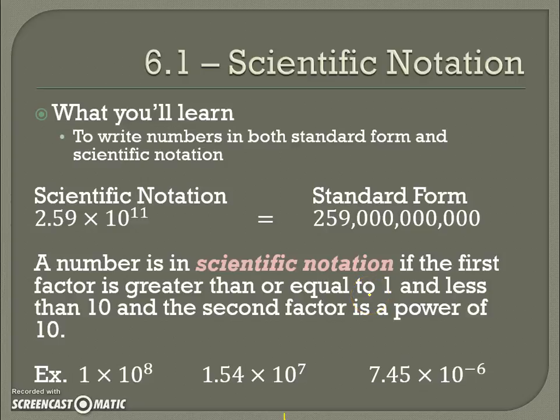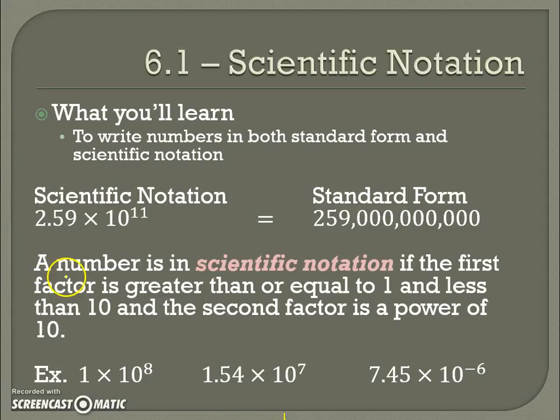Hey guys, we're going to be jumping in here with Chapter 6, where we're going to be looking at something called scientific notation. What you're going to learn today is to write numbers in both standard form and in scientific notation. Here's an example for you to copy out into your notes. This is the number in scientific notation. This would be in standard form. The key thing I want you to pay attention to is that these are equal, meaning this is the same number as this. These are just different ways of representing those two different values.